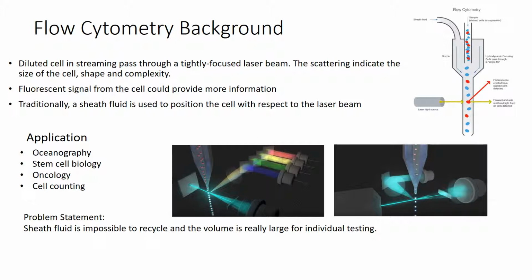Flow cytometry has a lot of usage or application. Despite its application in cell counting and sorting, it can also be used to determine the cell characteristics and function. And also it can be used to detect microorganisms in all sorts of sources, such as the ocean. For research, it can be used in stem cell biology and oncology, and so on.